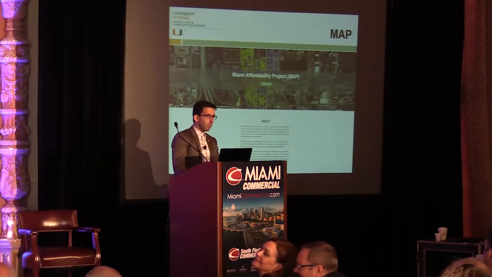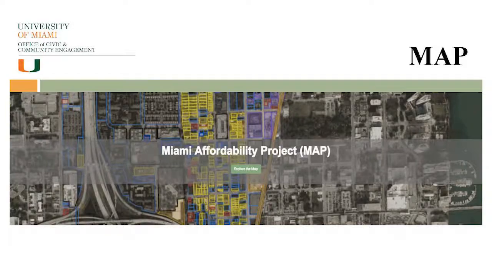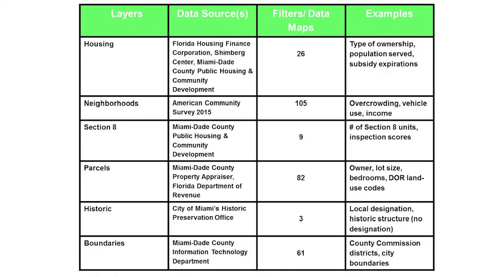Our signature platform is the Miami Affordability Project, or MAP. MAP helps planners, decision makers, and community groups visualize neighborhood-level housing dynamics across South Florida. It contains over 200 data filters, including housing, demographic, and poverty information.